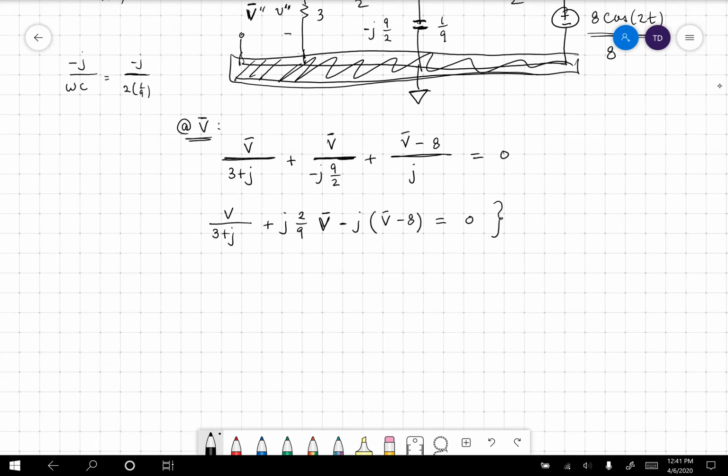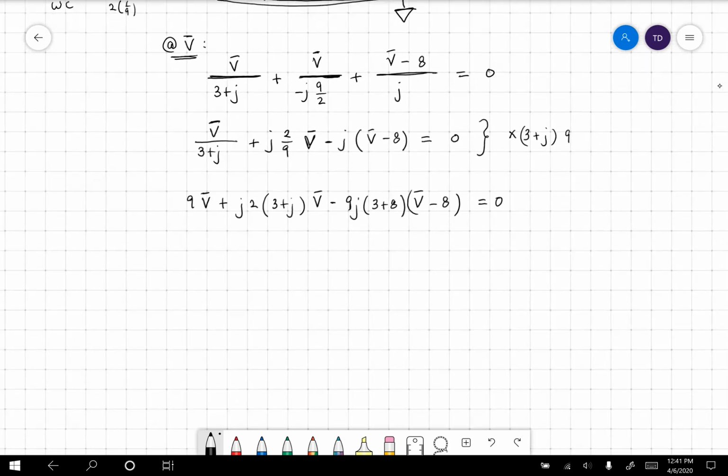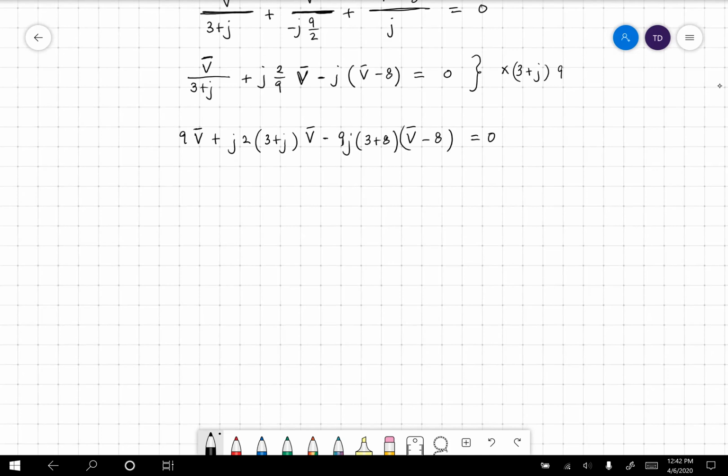Okay, now I'm going to multiply by 3 plus J times 9. When I do, I get 9V plus J2 times 3 plus J, all that times V, and then I have minus 9J times 3 plus J times V minus 8. And what you're going to feel a lot of times when you're working with these complex numbers is, oh my gosh, this is so messy. Just don't worry about it. Just deal with it. They're just complex numbers.